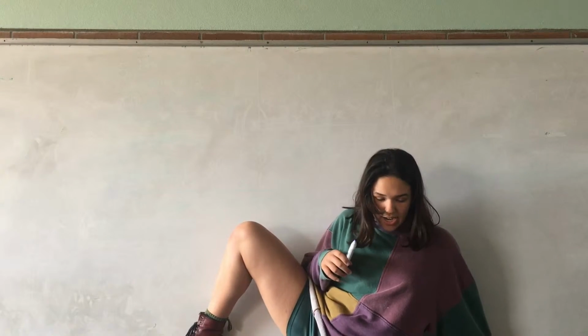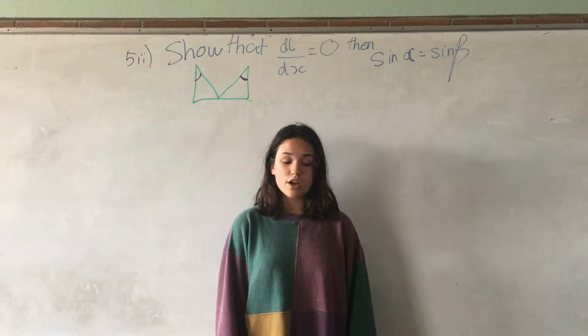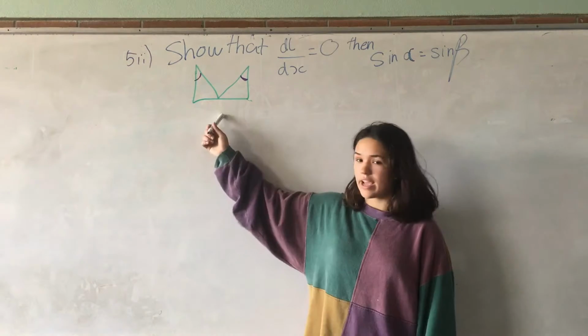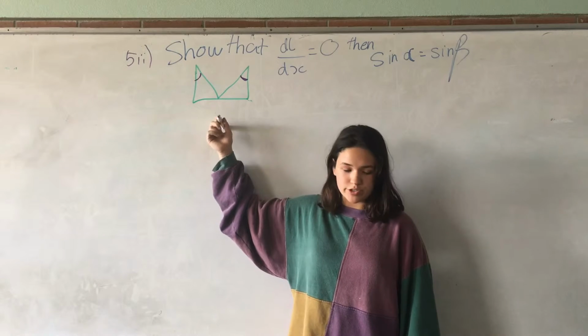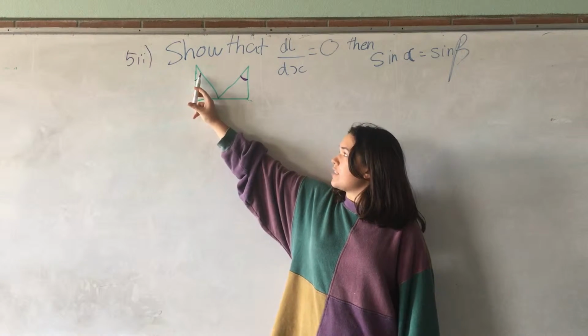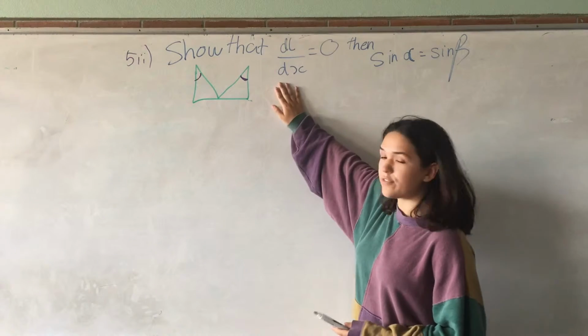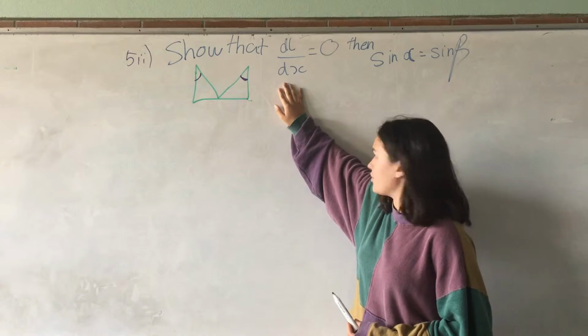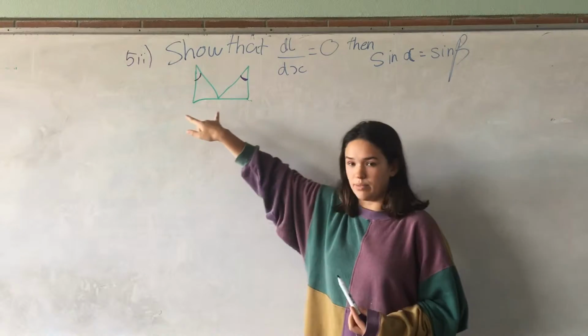For question II, show that if dL over dx equals 0, then sine alpha equals sine beta. Here's a less detailed version of the diagram, because I just wanted to point out that this is the angle alpha, this is the angle beta. If the differentiated version of L equals 0, then these two angles are going to be equal.